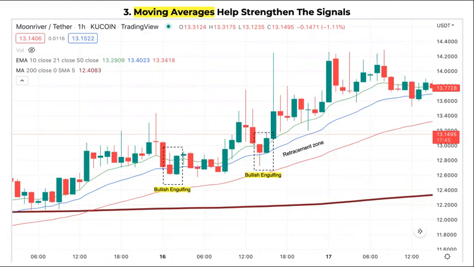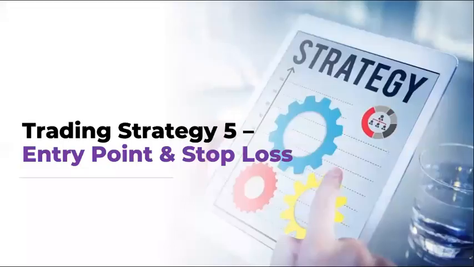Okay, any questions regarding using engulfing patterns to trade? If not, let's move on.